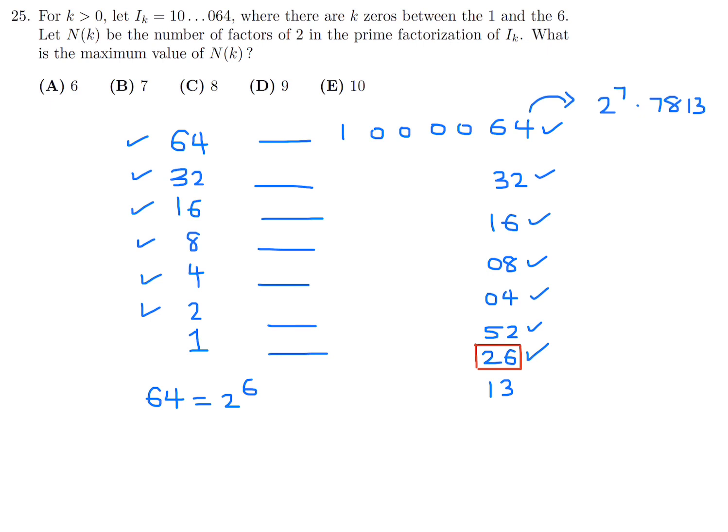Normally when you divide by 2, you get 1. But if you have something like 52, or if you had 12 and you divide by 2, you get a 6. And like I did here, and that 6 allows me to go one step further. And this is indeed the maximum, because there's no way that you can have anything more than 7 in terms of the number of factors of any number of this form, where you have 1 followed by a bunch of zeros and then 6, 4. So number 25, the answer is B.